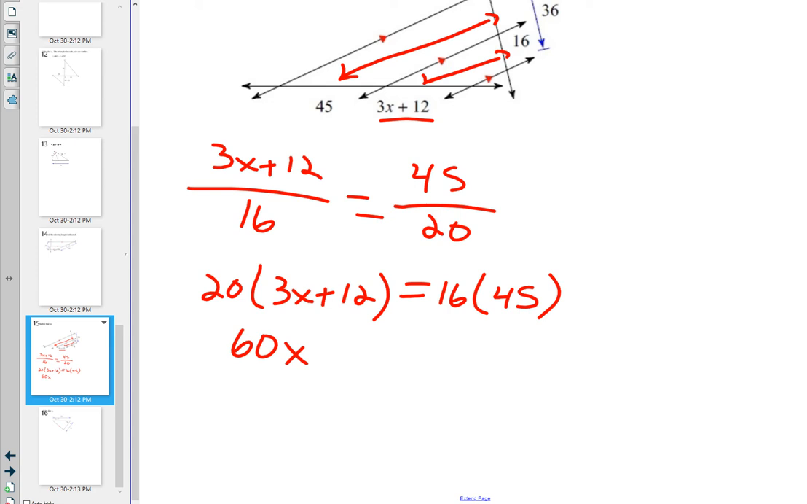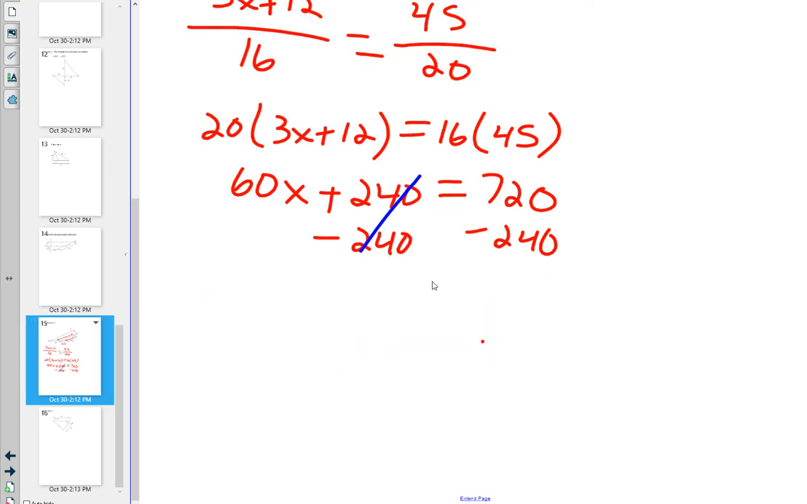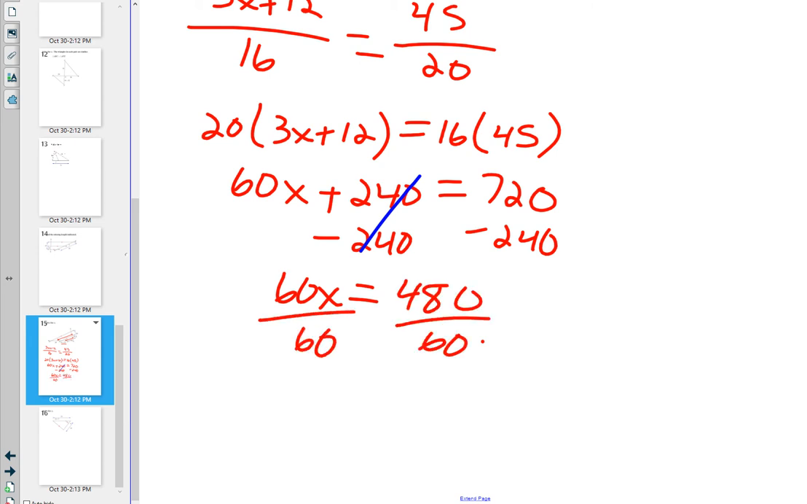60x plus 240 is equal to 720. 720 minus 240, minus 240. 60x is equal to 480. Okay. Divided by 60, that should be 8. X is equal to 8.